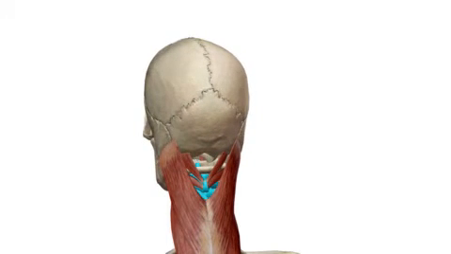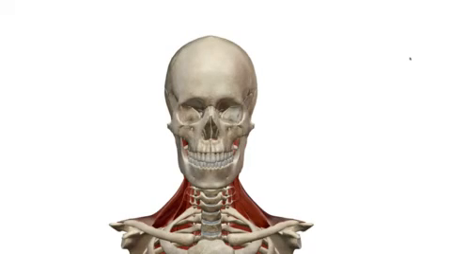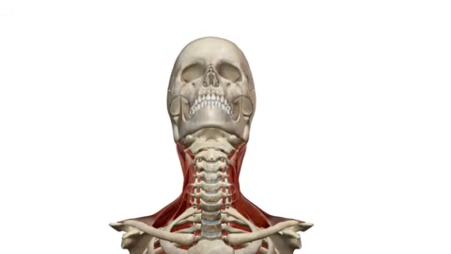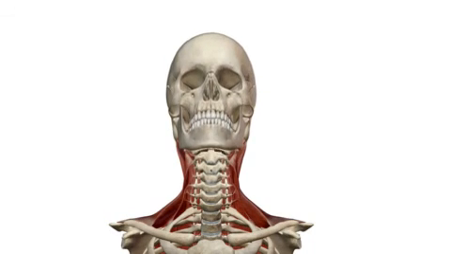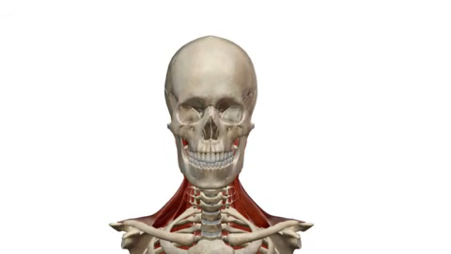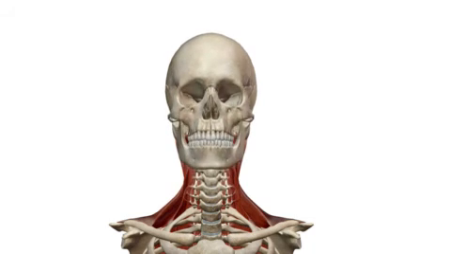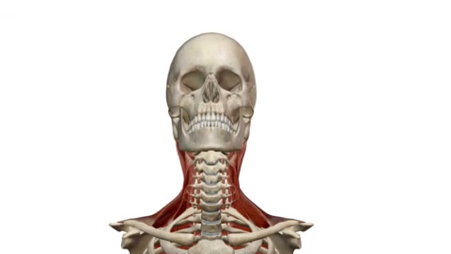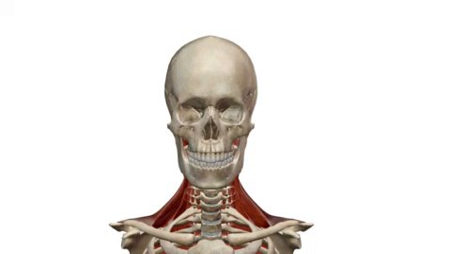Now let's take a look at what happens when the patient has flexion and extension of the cervical spine. This is extension and flexion of the cervical spine. As you can see, all the vertebral bodies from C2 all the way down to C7 are able to show you this good extension and flexion of the cervical spine.